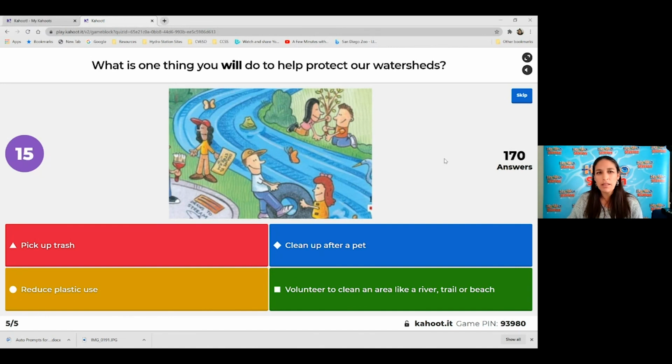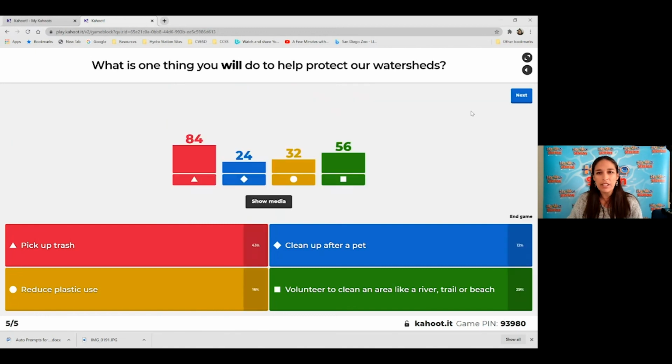So what is one thing you will do? Not that you can do, but what's one thing you will do to help protect our watersheds? Go ahead and make your final selection there. And let's find out what some of you plan to do to help our watersheds.